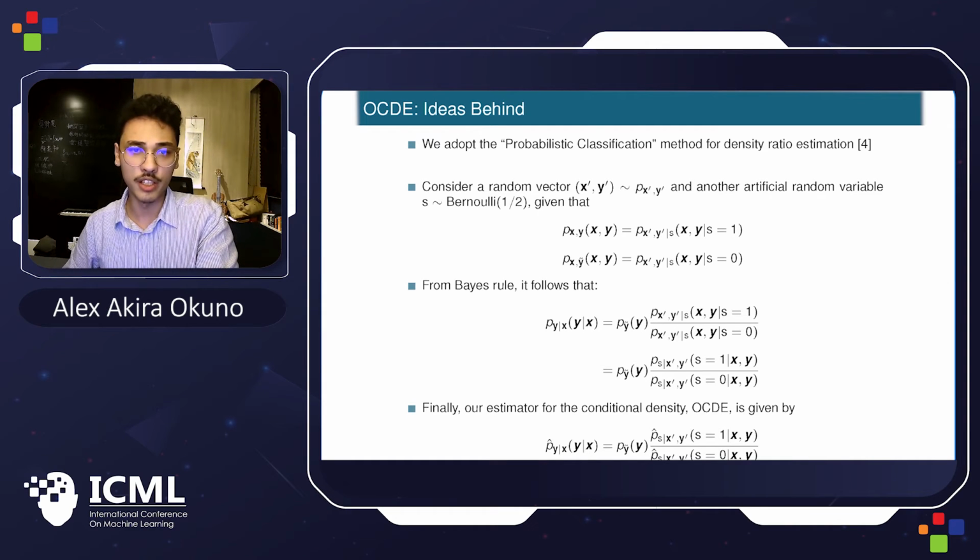So let us create another instrumental variable S, a Bernoulli 0.5, and define the random vector x prime, y prime such that the distribution of x prime, y prime given s equals 1 is the original joint distribution of x,y, and the distribution of x prime, y prime given s equals 0 is the joint distribution of x, y tilde, which are independent between themselves, as y tilde is generated independently of x,y. By the Bayes rule, we can write the conditional distribution p of y given x as the product of p of y tilde by this rewritten form of the density ratio, for which we just need to train a probabilistic classification method to estimate.